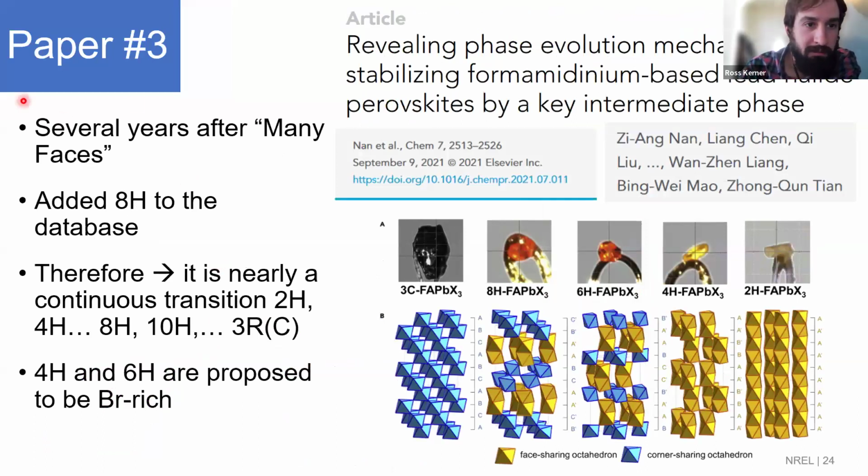I really liked this paper as well because they're able to isolate the 8H. So this opens up, it's basically a continuous transition from 2H, any number up to what you might consider just a highly twinned cubic phase. And they also concluded that 4H and 6H are bromide rich because it's when the bromide inserts. And I think they hypothesize it inserts into these corner sharing layers right here. And then that's what induces the structural transition.